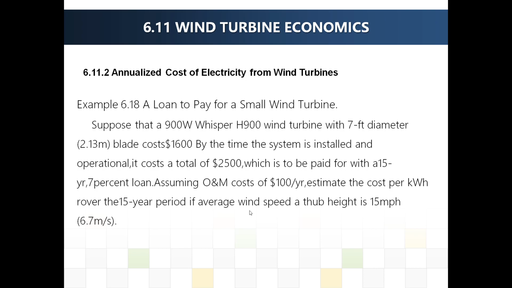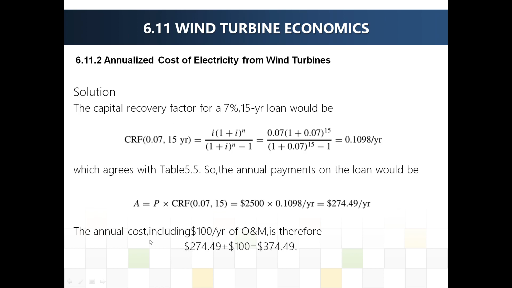Assuming O&M cost is $100 per year, estimate the cost per kilowatt hour to recover over the 15-year period if the average wind speed at hub height is 15 miles per hour. It's about 6.7 meters per second.